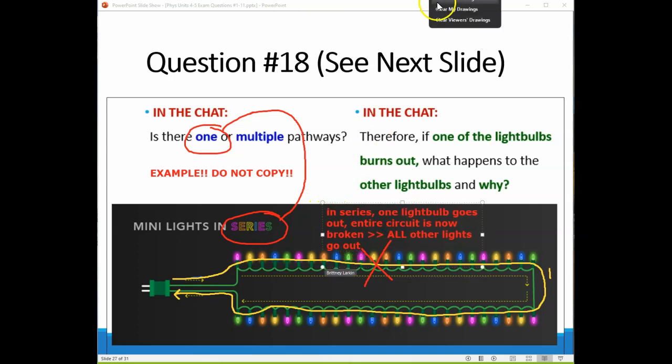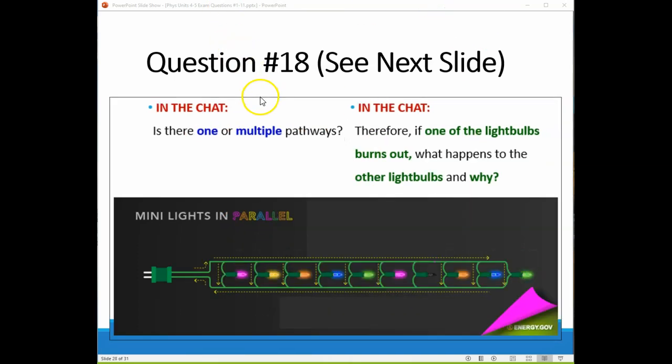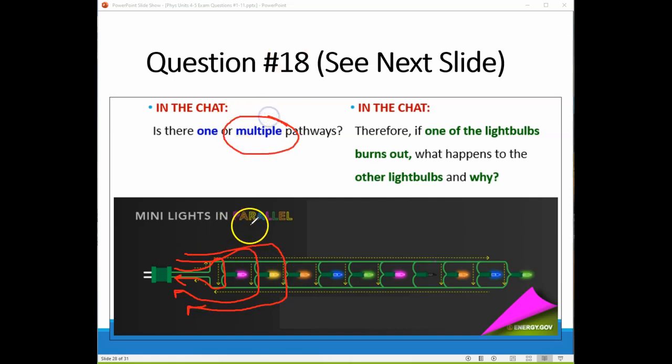Let's go ahead and talk a little bit about a parallel circuit. Okay, so here, is there one or multiple pathways? So taking a look, let's follow this along, right? So I can go from here to this first light and back to the battery, here to the second light and back to the battery, to the third light and back to the battery. So we can see that there are definitely multiple pathways here, and therefore this is a parallel circuit.